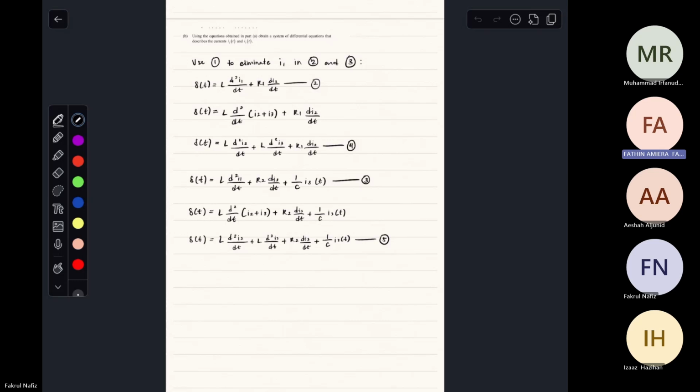Now we're going to calculate the third equation. After we substitute the value of the first equation into it, we get dEt/dt equals L d2 over dt2 multiplied by I2 plus I3, plus R2 di3 over dt, plus 1 over C I3 multiplied by t. Then we get the new equation, which is the fifth equation: dEt/dt equals L d2i2 over dt2 plus L d2i3 over dt2 plus R2 di3 over dt plus 1 over C I3(t).